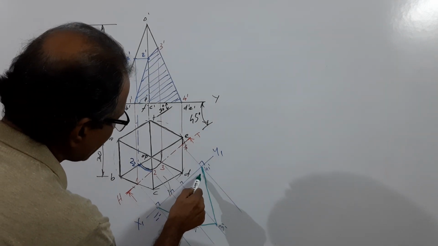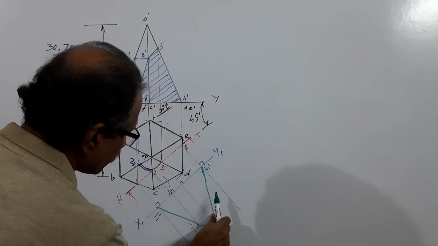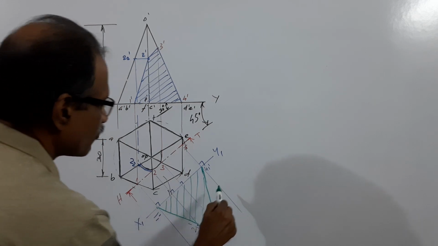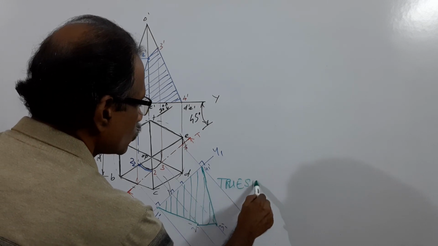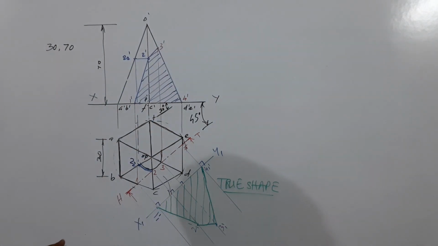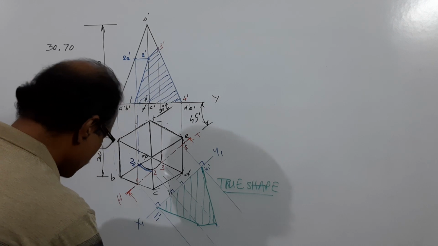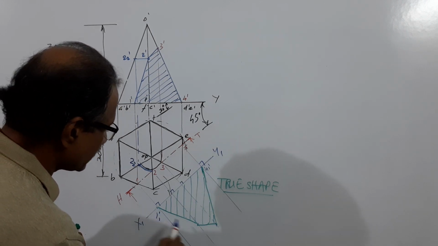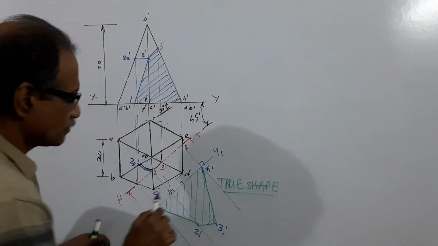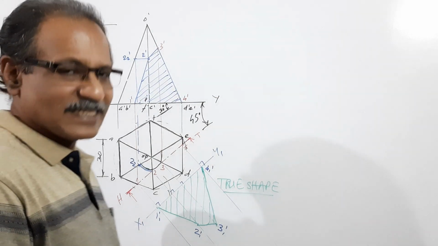Hatch them at 45 degrees to this X1, Y1. This is called the true shape. These are individual straight lines. I will write them in a more readable manner: 1, 1 dash; 2, 1 dash; 3, 1 dash; 4, 1 dash. That's the question. It's a very reasonable, easy question.